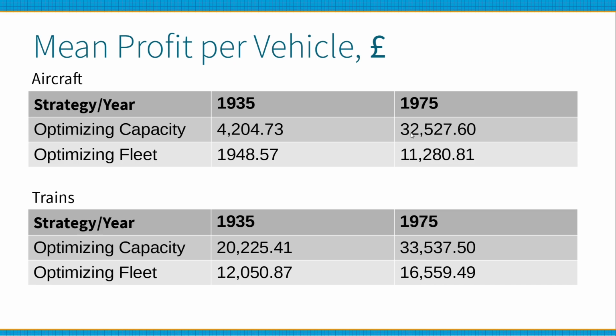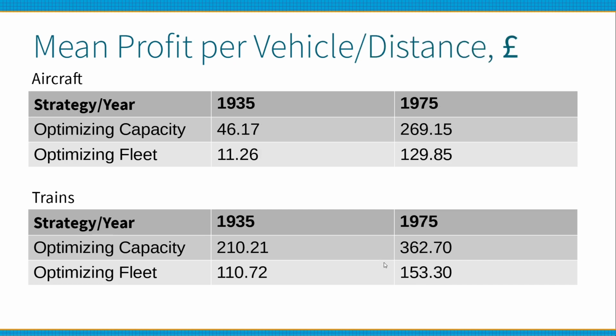greater with the fleet as well compared to in 1935, enough to where you'd be able to more than break even. With trains, optimizing capacity appears to be the best way to go on average versus optimizing the fleet. But then, same in 1975. In fact, optimizing capacity in 1975 does give you marginally better average profit per vehicle than planes, but it's not much. And so, what about distance or profit per distance?